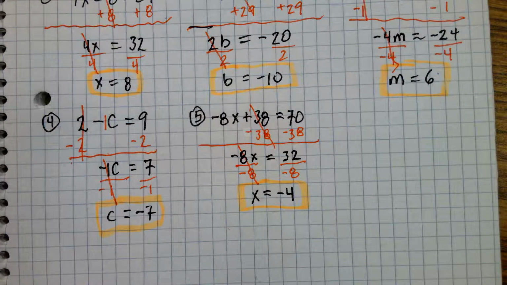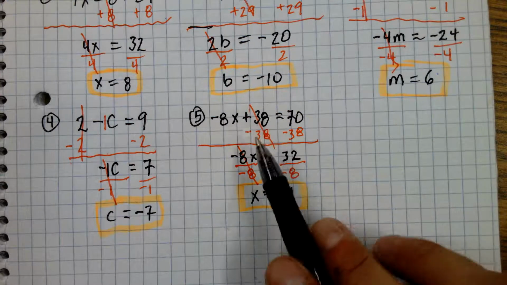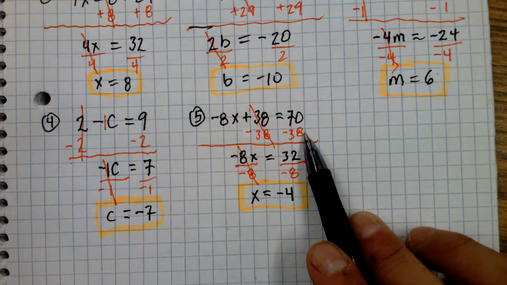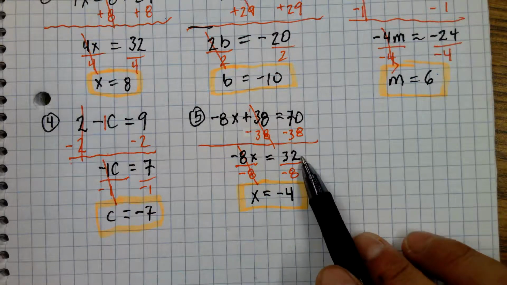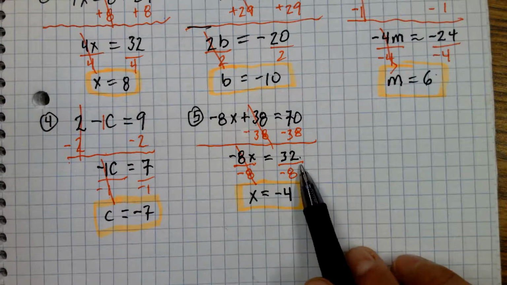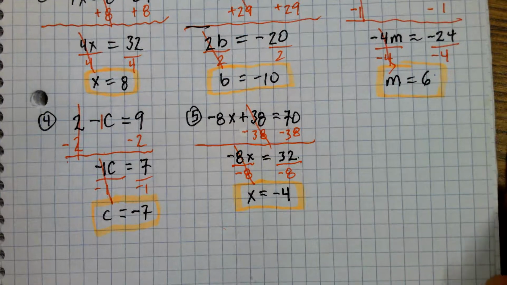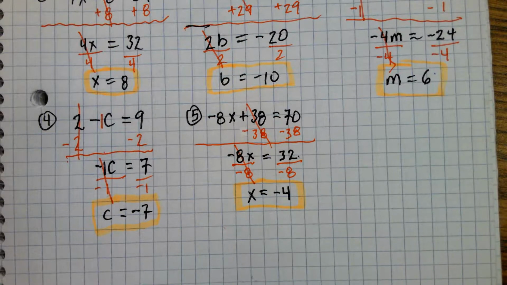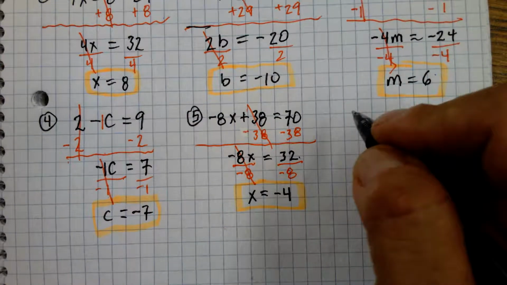Let's run through this. So, okay, let's focus back over here. So my constant is 38, so I'm going to subtract, or negative 38. 70 and negative 38 makes positive 32. This is negative 8x, so I have to divide by negative 8. 32 divided by negative 8 is negative 4. Okay? All right. Any questions?